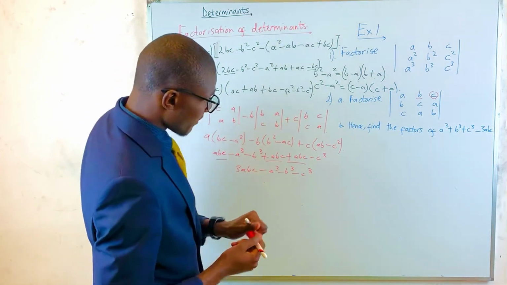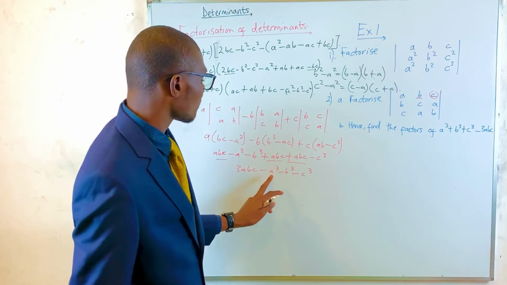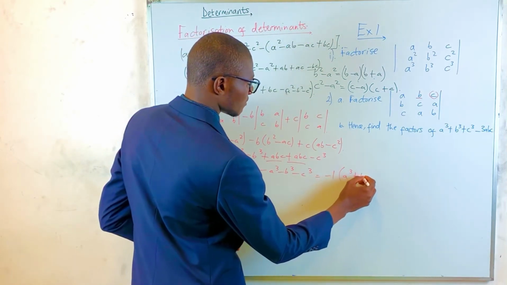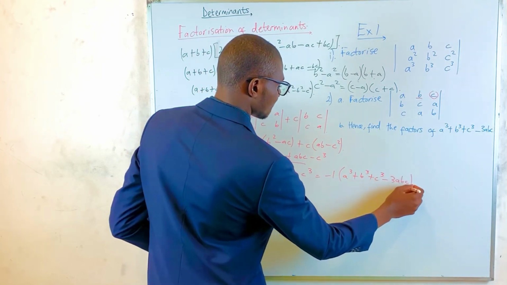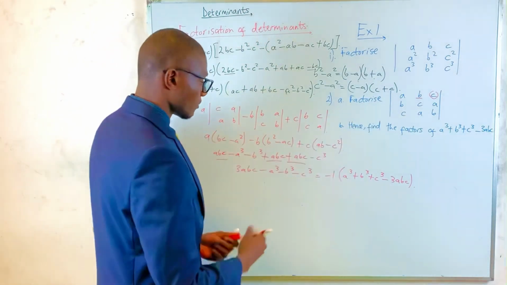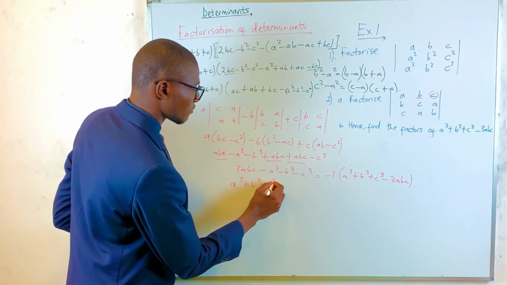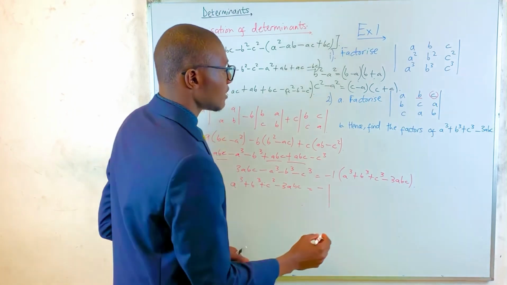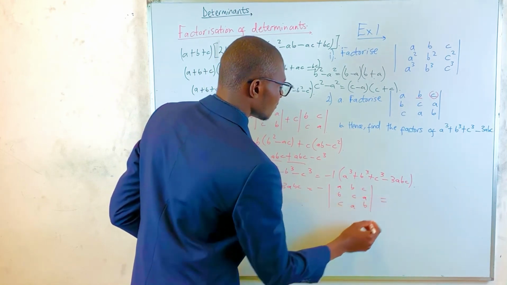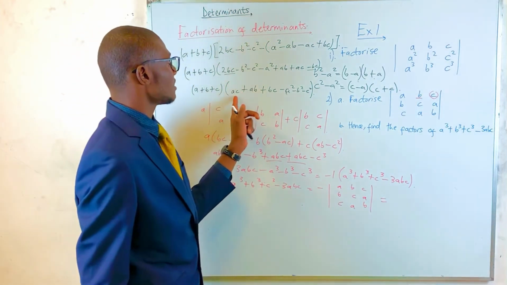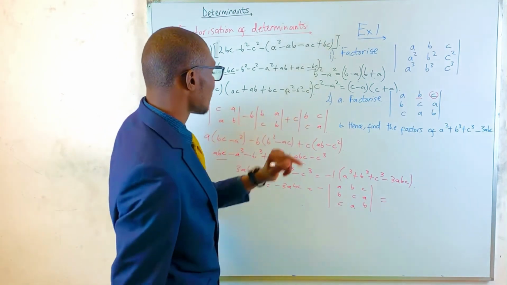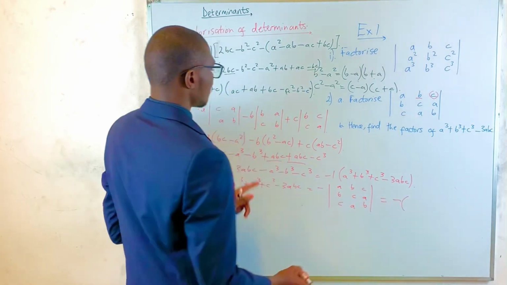But we are required to find factors for A cubed plus B cubed plus C cubed minus 3ABC, so we have to make these positives and this negative. If you factor out the minus 1, that will be A to the power of 3 plus B to the power of 3 plus C to the power of 3 minus 3ABC. Which simply means this is minus the determinant of A, B, C, B, C, A, and C, A, B. But we got the factors already as A plus B plus C times AC plus AB plus BC minus A squared minus B squared minus C squared. So we're just adding the negative here.